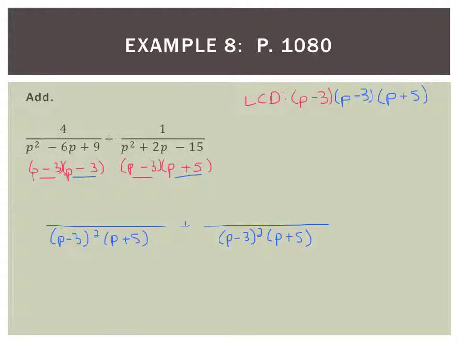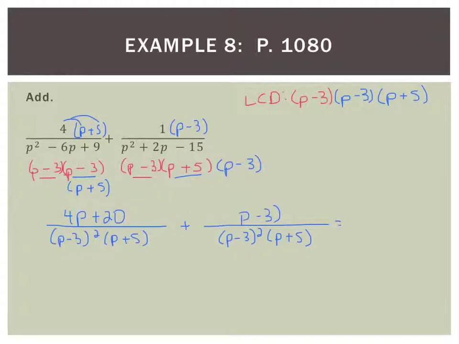Alright, so my first fraction, I have the p minus 3 times p minus 3, and I need to multiply it also by p plus 5. And then I'm going to distribute the 4, so that's going to give me 4p plus 20 as my numerator. My second fraction, I have p minus 3 times p plus 5, so I need to multiply by the second p minus 3. So 1 times p minus 3 is p minus 3.